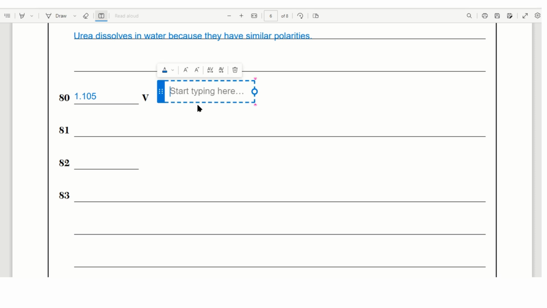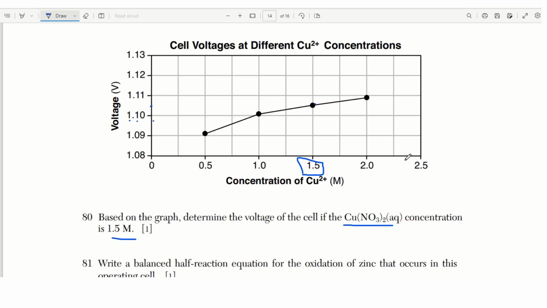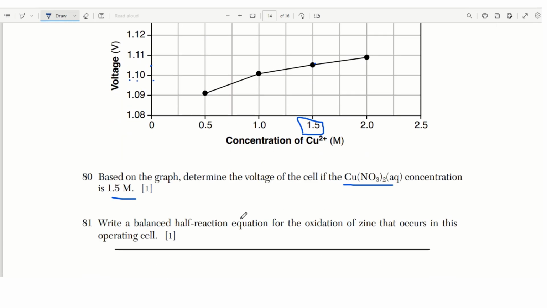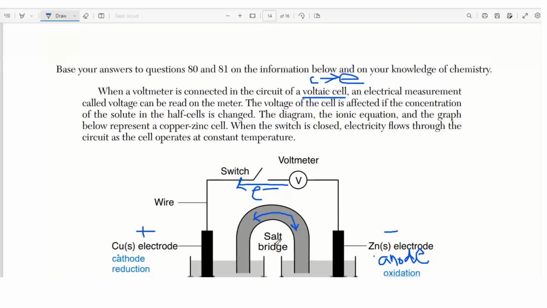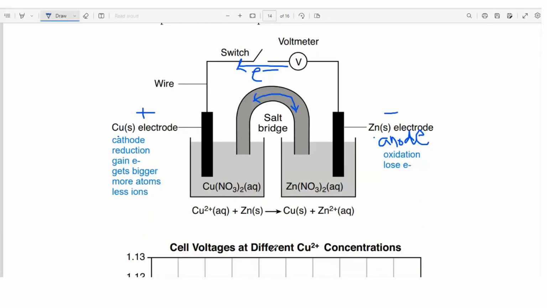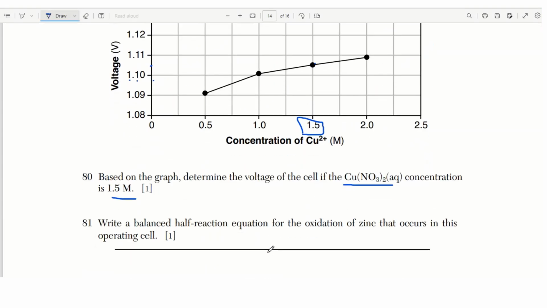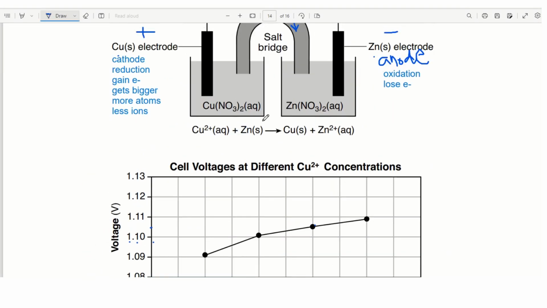What does Regents accept for this question? 1.102 all the way to 1.108. So you had a lot of flexibility on that one. All right. Write a balanced half reaction equation for the oxidation of zinc that occurs in this operating cell. Oh man, there's only 2 questions and then it was half reaction. All right. So it says zinc, right? So I'm going to pull the zinc pieces out of the equation.